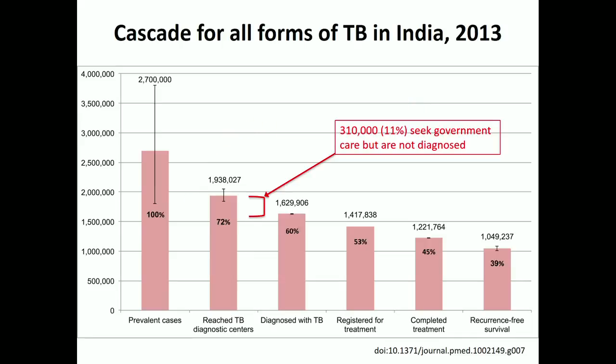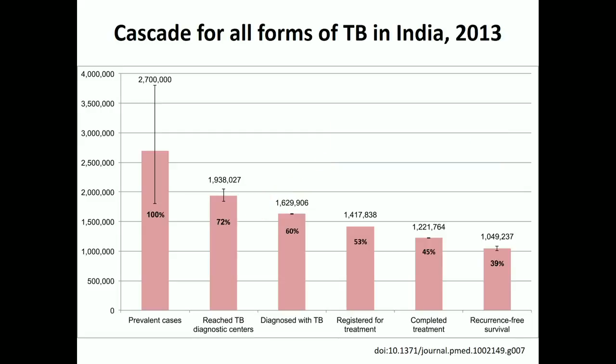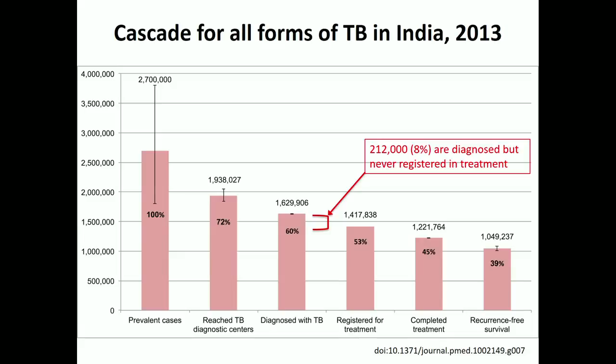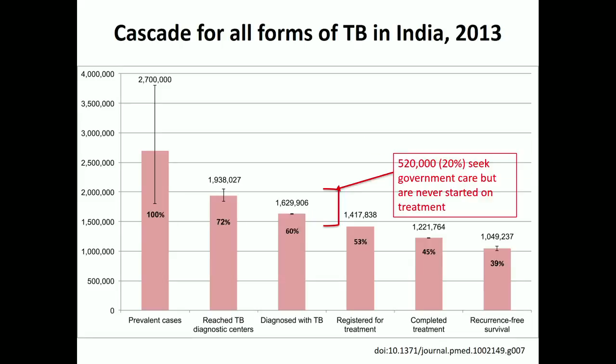About 300,000 patients, or 11%, seek government care and make it to a TB diagnostic center but are not successfully diagnosed. About 200,000 patients are successfully diagnosed but not registered in treatment. And I would just point out, if you take two of these gaps together, those who reached government TB centers to those who got registered in treatment, those two gaps together suggest that about 500,000 patients make it to Indian government diagnostic microscopy centers but are never successfully started on treatment.